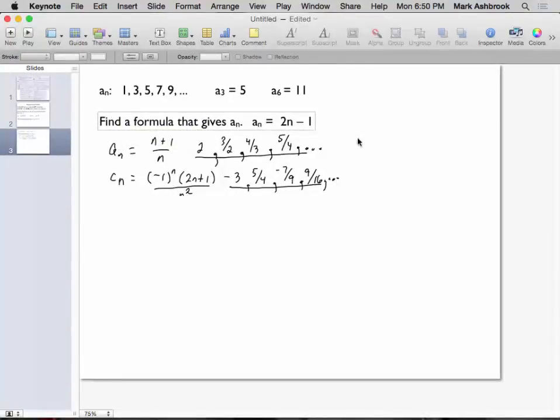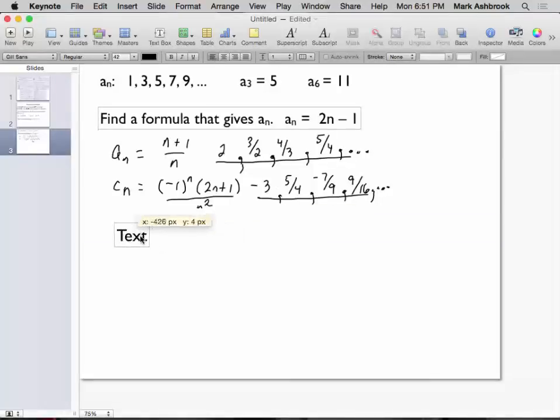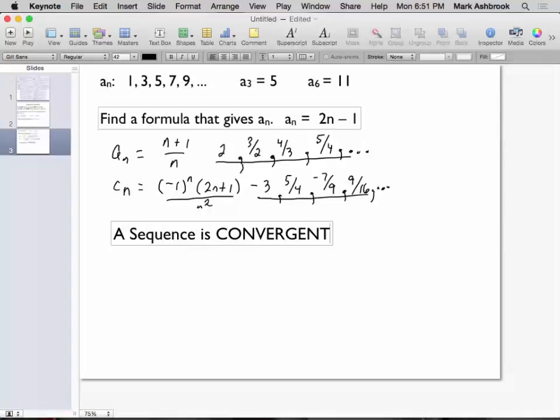Okay, so for these, I'll just leave those up there. Those are the ones we just did. Okay, a sequence is convergent if the limit as n approaches infinity of a sub n exists.